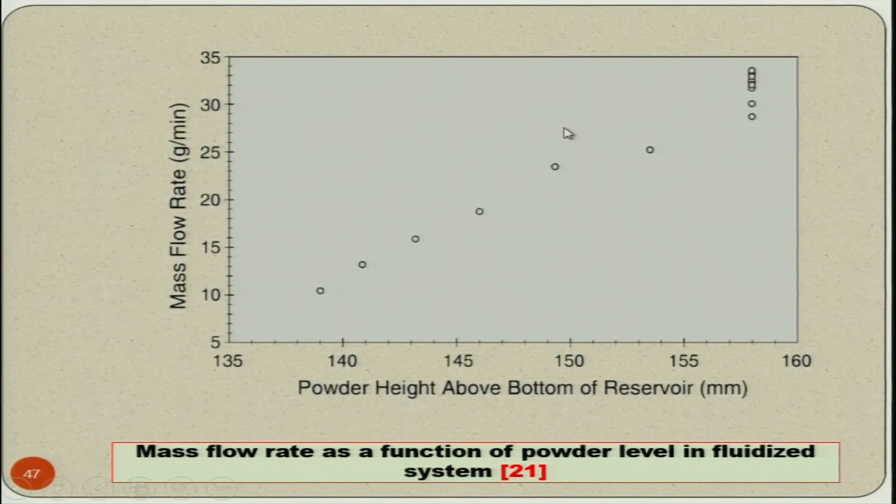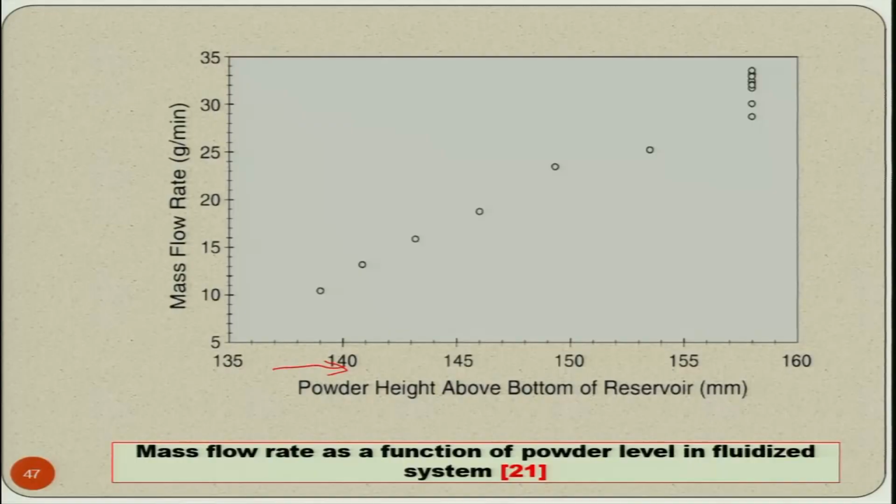Mass flow rate as a function of powder level in a fluidized system, that I had mentioned to you: in the fluidized system, the level of the abrasive particles in the reservoir should be maintained constant, otherwise the mass flow rate is going to change, and that was mentioned at that point of time also when I was discussing that particular slide. So, you can see here the powder height above the bottom of the reservoir is given. Now, as the powder height above the bottom of the reservoir is increasing, that means the level of the abrasive powder in the reservoir is increasing, the mass flow rate is also increasing.